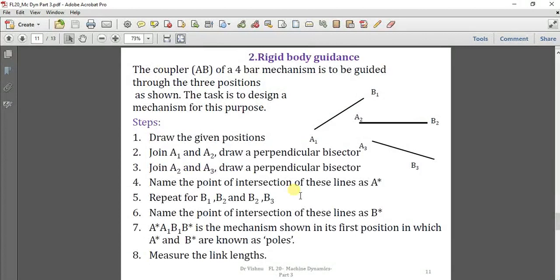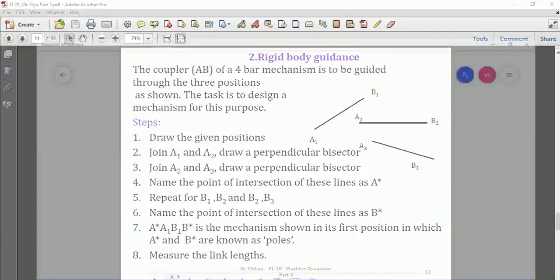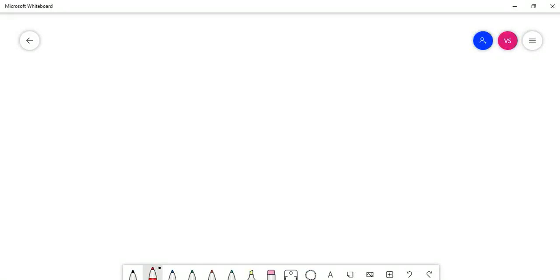The second type of mechanism synthesis is what is called rigid body guidance. As the name says, the idea here is we are going to guide a rigid body in whatever path we want it to go. That means, in a mechanism, for example, so this is the coupler.